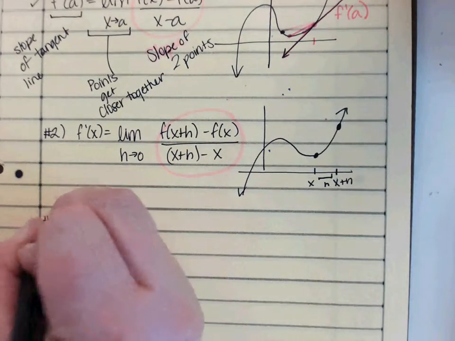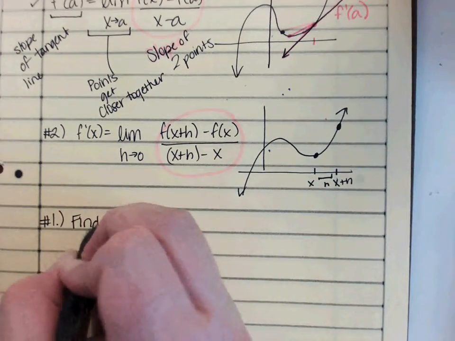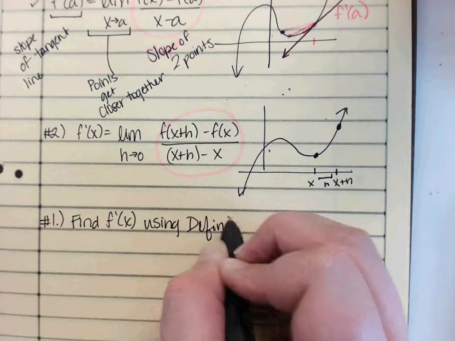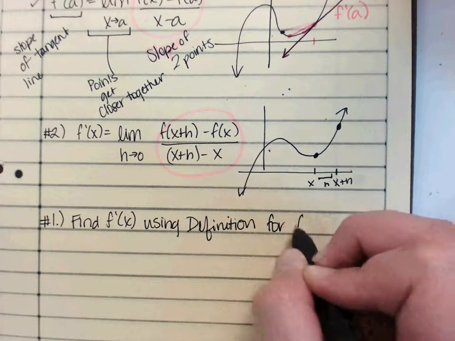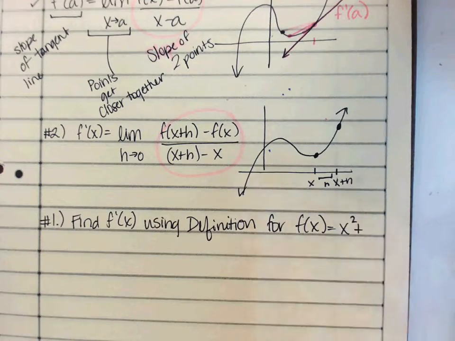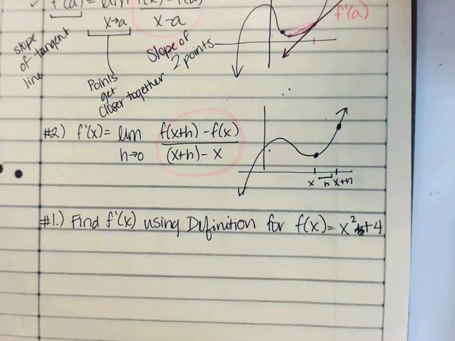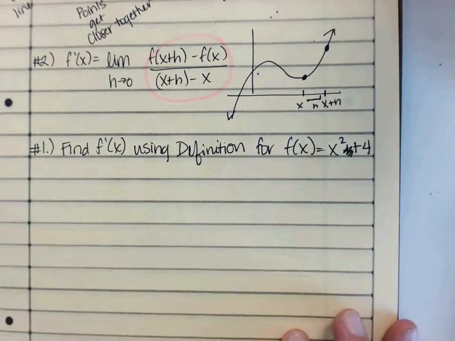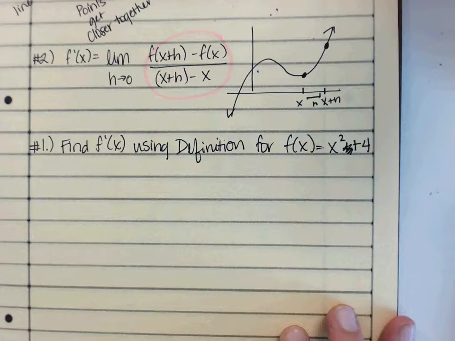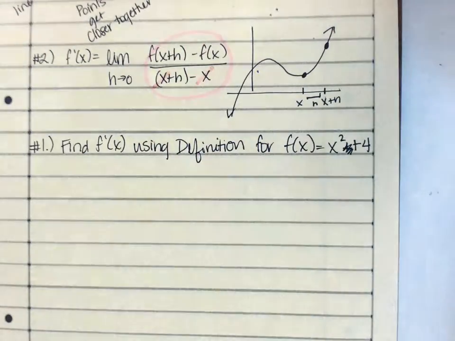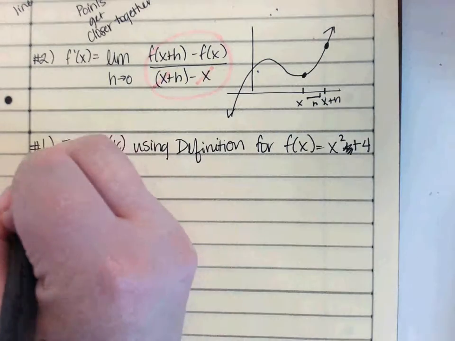So number 1, find f prime of x using the definition for f of x equals x squared plus, oh, nothing, just x squared. Actually, yeah, we'll do plus 4. Bless you. Okay, so first thing I want you to do is write the definition, which is right here. Now, can I point something out to you on the bottom? What's going to cross out? The x's. So when I write my definition, I'm not going to put those x's there because they just cross out anyway. You can put them if you want to, but not necessary.